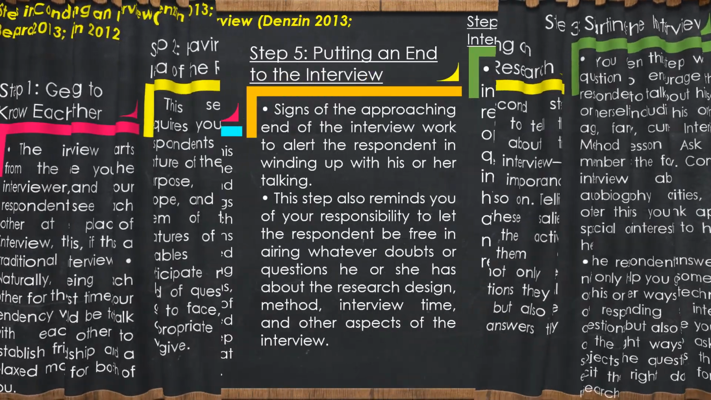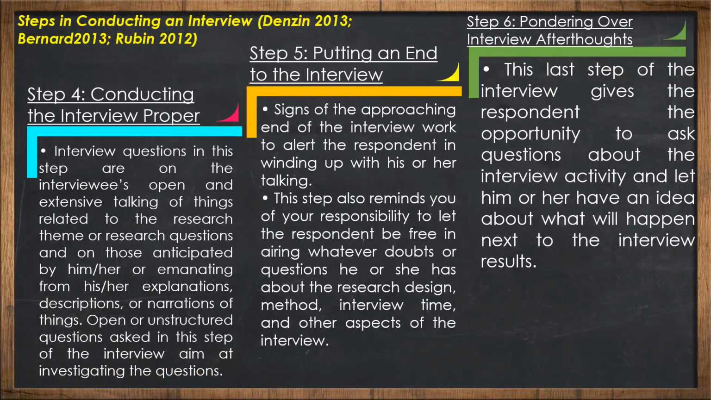Conducting the interview proper. Interview questions in this step are on the interviewees' open and extensive talking of things related to the research theme or research question, and on those anticipated by him or her or emanating from his or her explanation, description, narration of things, and open or unstructured questions asked in the step of the interview aimed at investigating the questions.